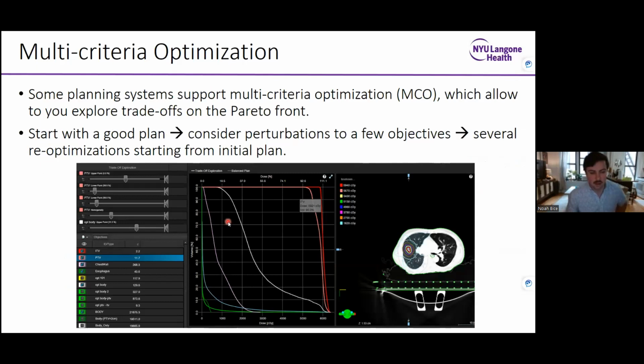And I know that it's an active field of current research. People are using deep learning to try to predict the Pareto front for given plans. But the current MCO algorithms, the idea is that you start with an already good plan that you're pretty happy with, specify which objectives you're willing to perturb and within which range, and then you rerun several simplified optimizations starting from that initial plan, and then hopefully get some idea of what trade-offs are available.